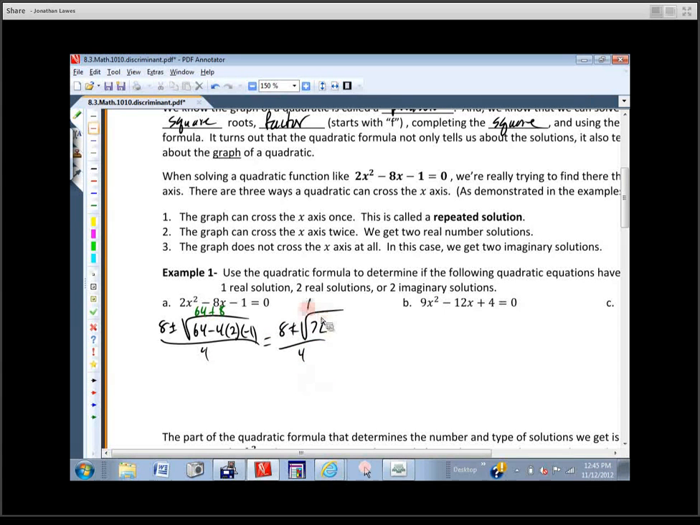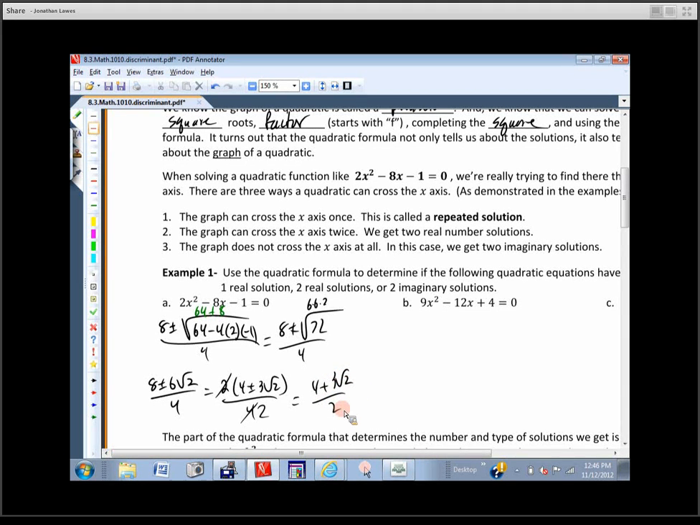Let's see, this is 6 times 6 times 2. So this is 8 plus or minus 6 radical 2 over 4. We doing okay? Am I going too fast? You'll notice that everything here has a 2 in it, so I'm going to factor out a 2. I'm left with a 4 plus or minus 3 radical 2 over 4. And well, I'm not done canceling yet, right? Now I'm going to cancel those. There's a 2 left, so it's 4 plus or minus 3 radical 2 all over 2. Is that okay?